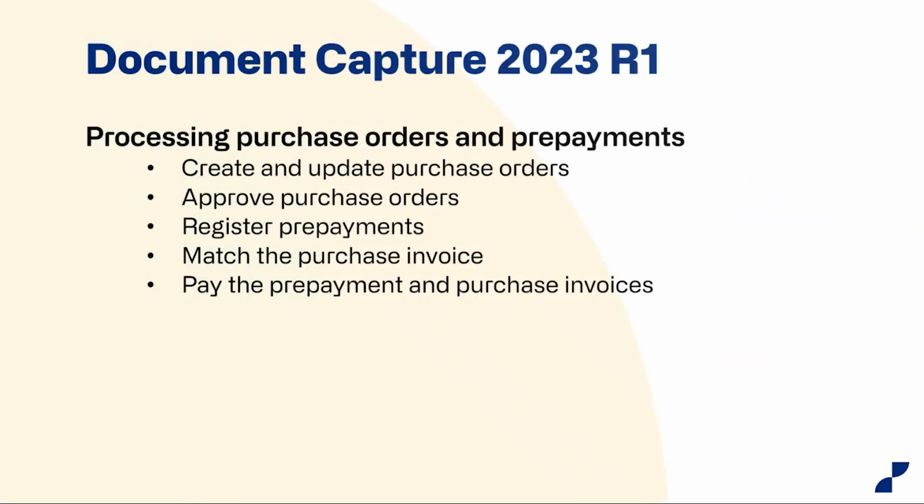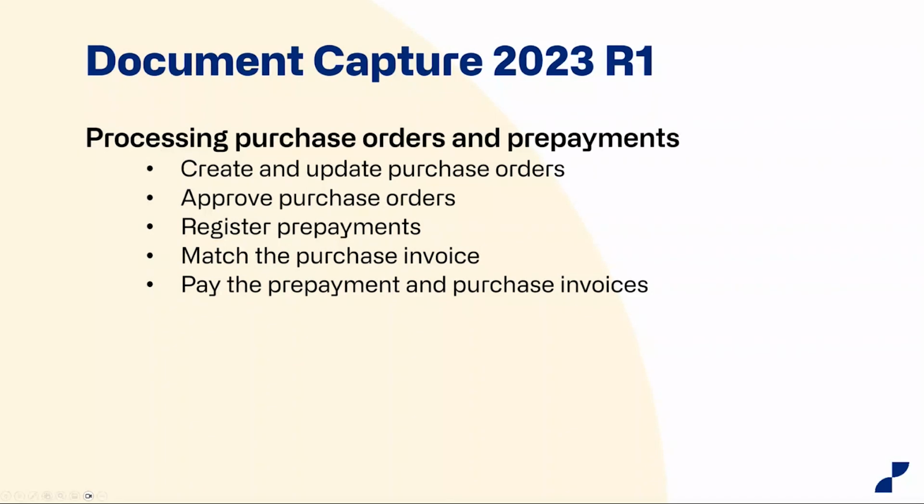So with Document Capture 2023 Release 1, processing the purchase orders and prepayments is a simple task. You can create and update purchase orders directly. You can approve purchase orders either in Business Central or the web approval portal. Even editing the lines is also possible. Prepayments can be registered directly to the order, and when we match the purchase invoice, everything is added up, meaning that the prepayment and the paying of the purchase invoices is a smooth process.